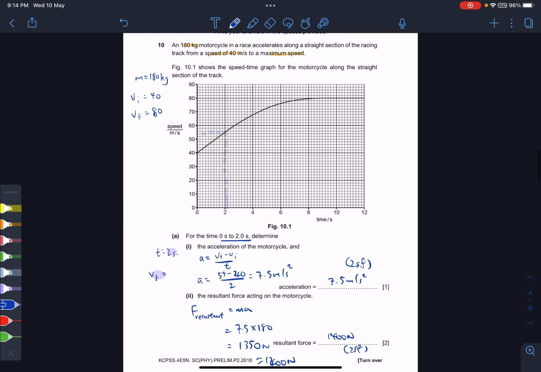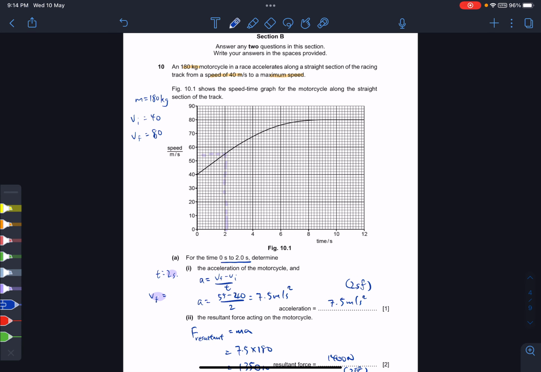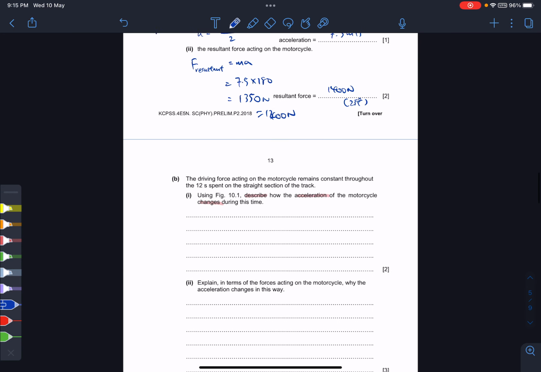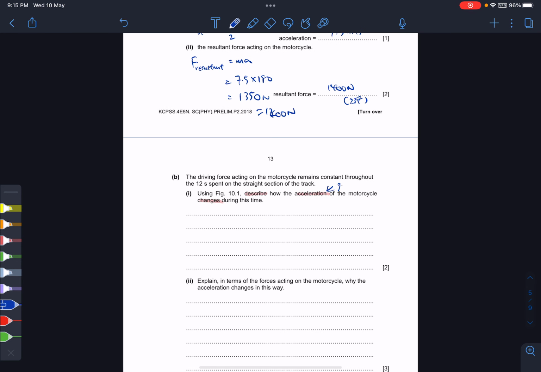So let's look at the graph. The graph shows speed and time. As you recall, gradient is y-axis divided by x-axis, which in this case is speed divided by time. If you recall, that is equal to acceleration. So now you are supposed to focus on the gradient. So for part B part 1, you are actually just supposed to describe the gradient.